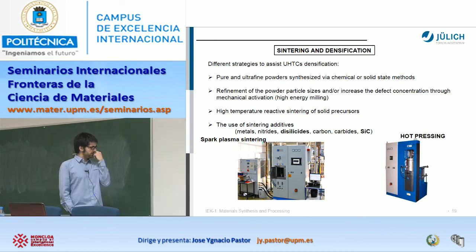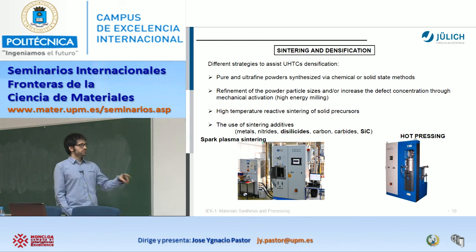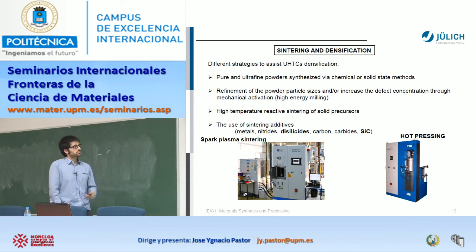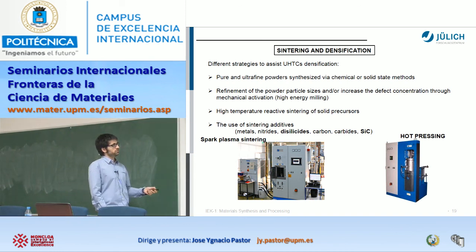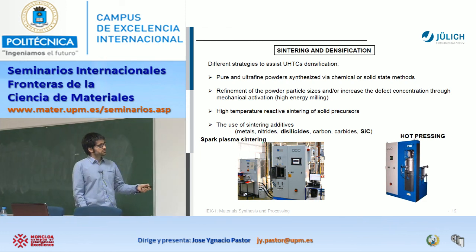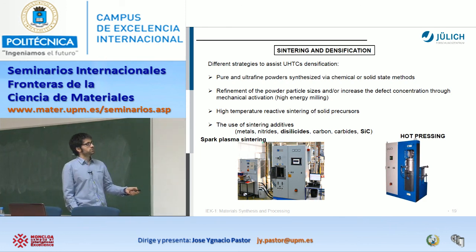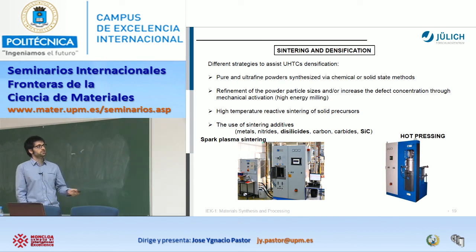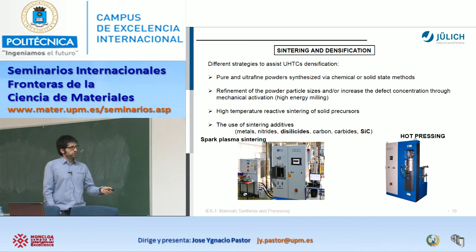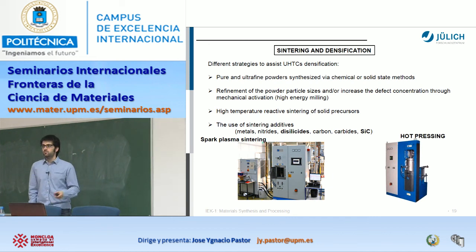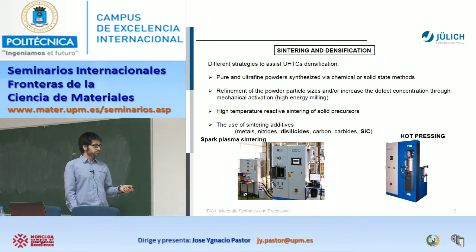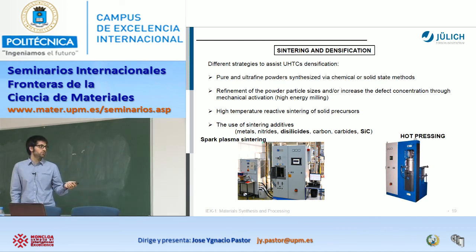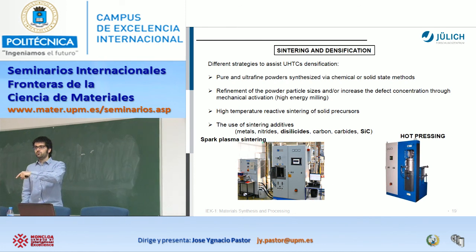Here people are also working with this reactive synthesis in solid precursors. As I commented these days, solid precursors are quite interesting if we want, for example, to do some infiltration techniques or others. And one method that is extensively used is to use sintering additives. We can add metals, nitrides, the silicides that are really typical, other materials, and also silicon carbide. But you should take care, because everything that you add in your starting powder, you will probably have in your final material.